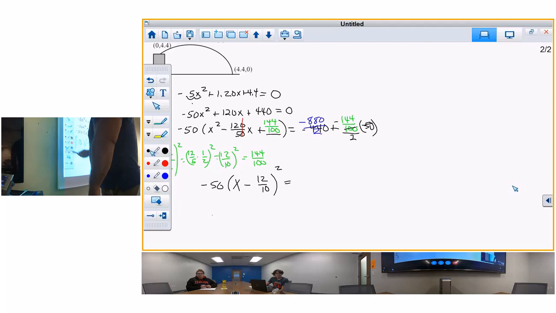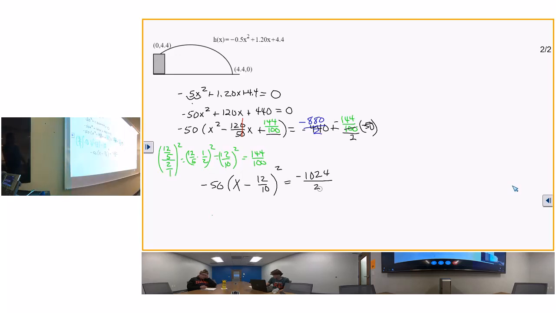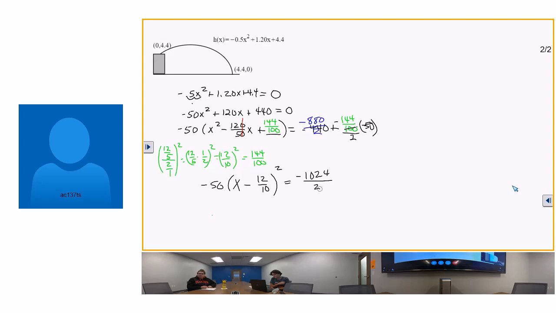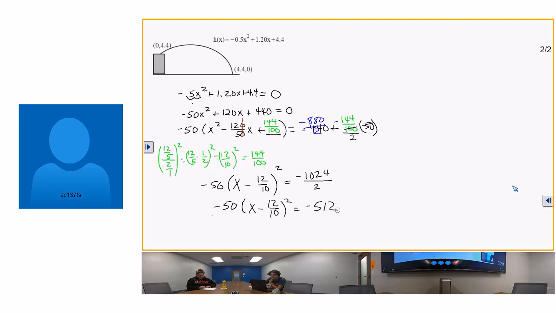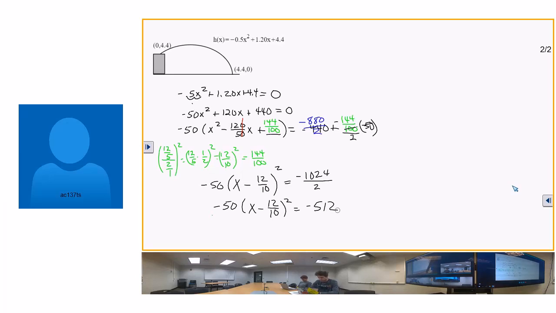Somebody check my math. Somebody add 880 and 144, please. Okay, it doesn't take that long. 1,024. Okay, so divide that by 2, you get 512. So negative 50 times x minus 12 over 10 quantity squared is equal to what? Negative 512. So there's our vertex. Write down your vertex. We must have to divide by 50. Divide 512 by 50. We got to get it in that intercept form.